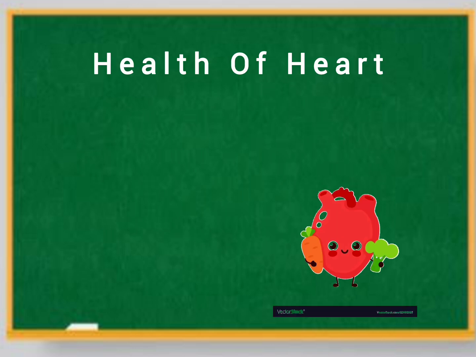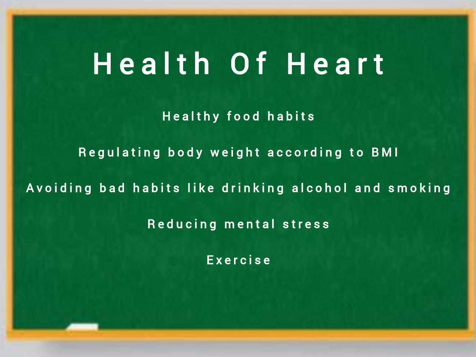Now we can look at the factors which help in the health of the heart. The first factor is healthy food habits. We have to eat healthy foods for our heart and regulate the body weight according to the BMI, which means body mass index. Then avoid bad habits like drinking alcohol and smoking, reduce mental stress, and do exercise, which helps in the health of the heart.